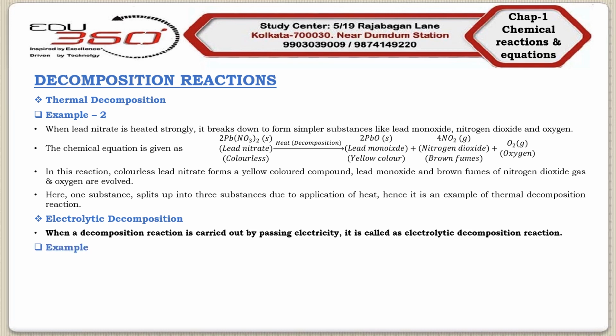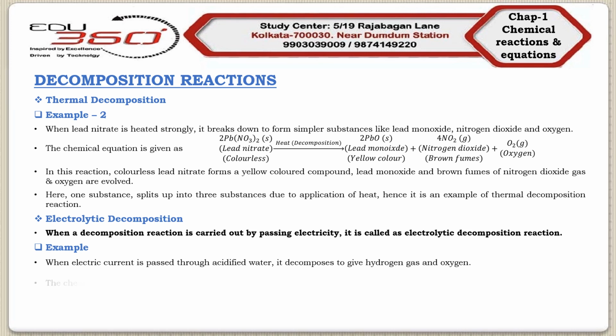Let us consider one example of electrolytic decomposition reaction. If we allow electric current to pass through acidified water, we will find that the acidified water will decompose to produce hydrogen gas and oxygen. So we will say that when electric current is passed through acidified water, it decomposes to give hydrogen gas and oxygen gas.